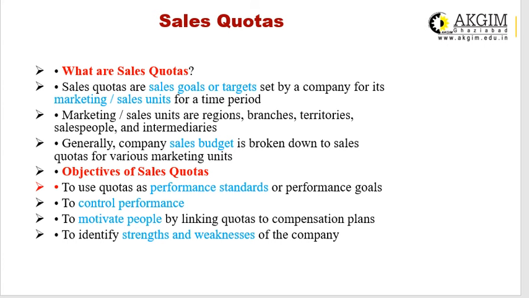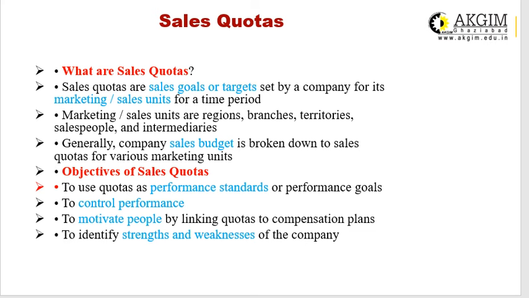By using the quotas, the performance of the salespeople can be managed. It helps the sales manager to understand whether the salesperson is performing according to the performance standards that have been set. In this way, the sales manager is able to control the salesperson's work. It also helps to motivate the people by linking the quotas to the various compensation plans. Then it helps to identify the strengths and weaknesses of the salespeople so that proper training can be given. So now we'll talk about them one by one.